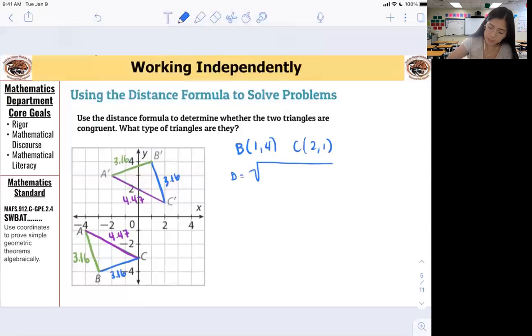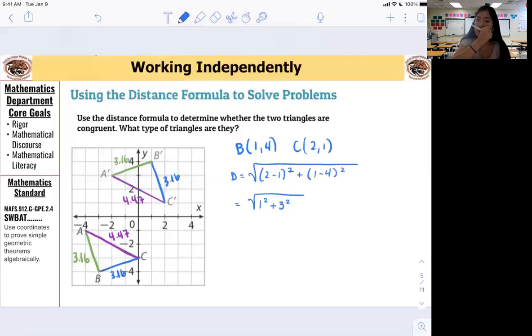Go ahead and tell me what you're writing down. 2 minus 1 squared, plus 1 minus 4 squared. And then that is 1 squared minus 3 squared, plus 3 squared. Oh, wait. This plus sign is outside of the parentheses, right? Oh, so it gets distributed? So we just keep it as always, and this goes for everyone.